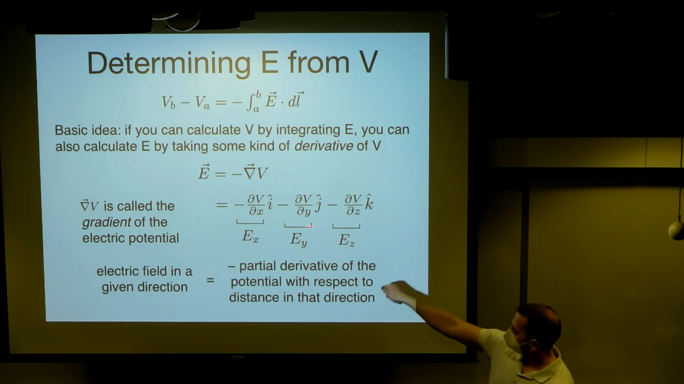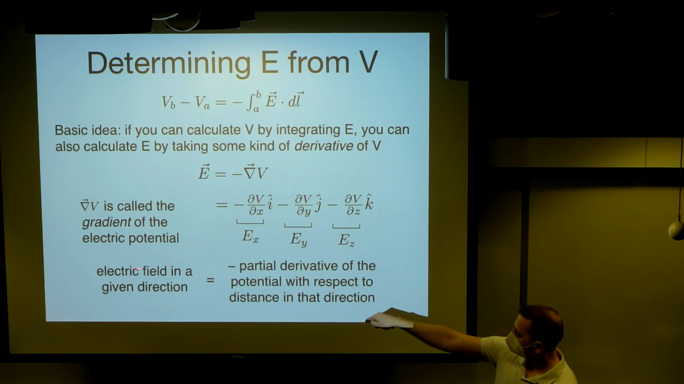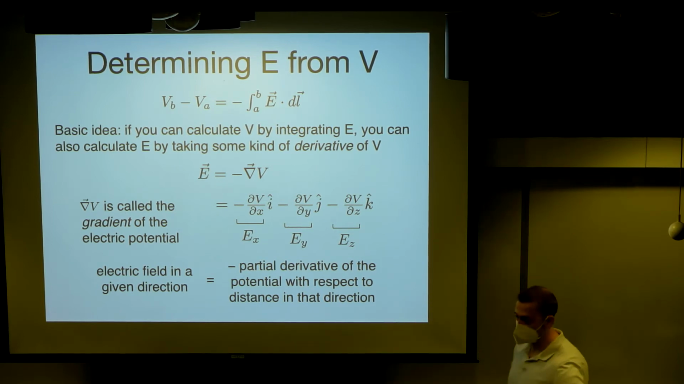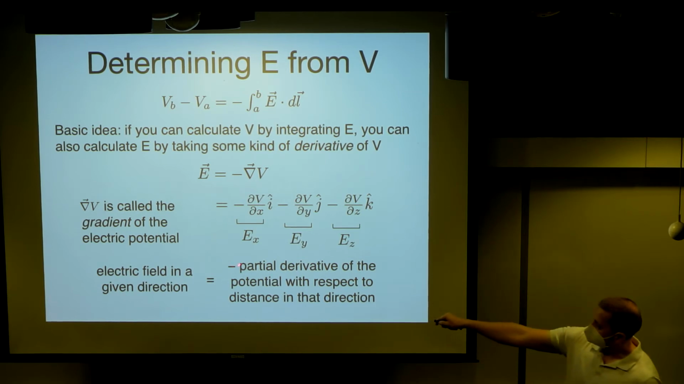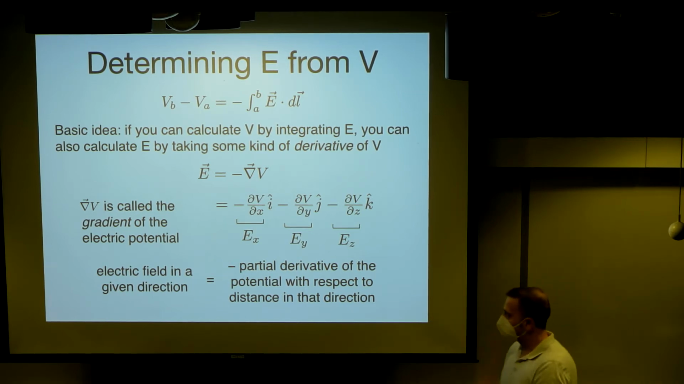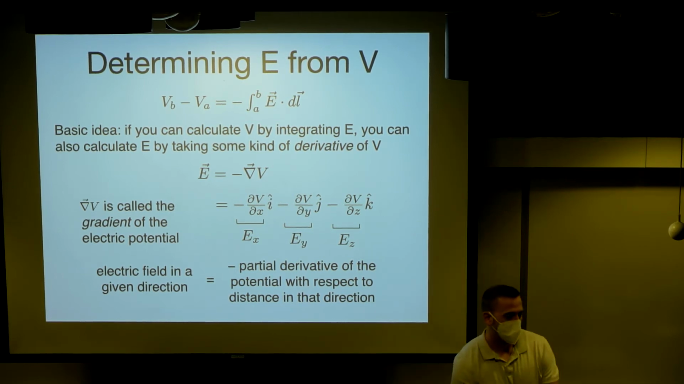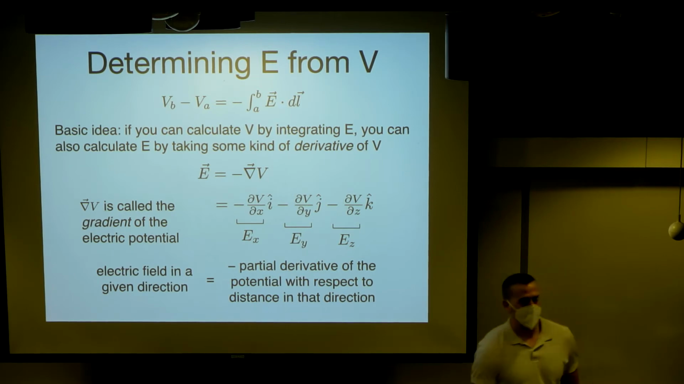So to kind of generalize what this is saying, if I want to know what the electric field is in a particular direction, whether it be x, whether it be y, whether it be z, I take minus, because there's a relative negative sign out front, the partial derivative of the potential with respect to distance in that direction, whether it be x, y, or z.